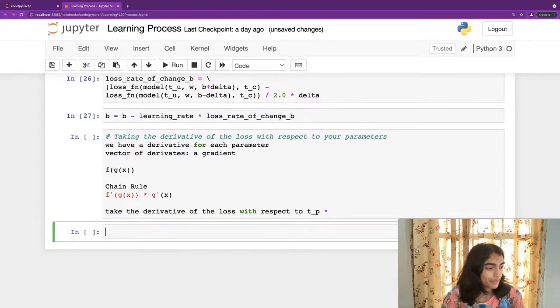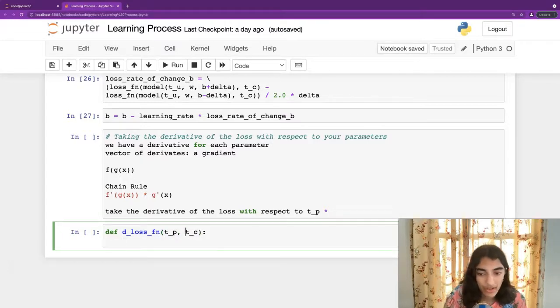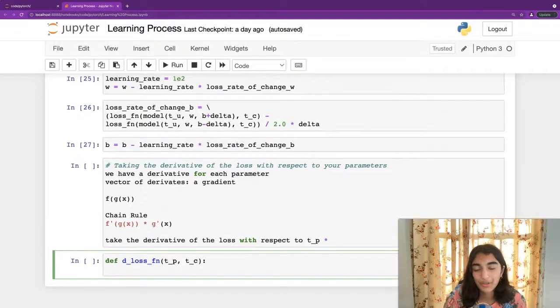First, the loss function is the square of the difference between the predicted value and the actual value. We went over that. So let's say def d_loss_fn, with d meaning derivative, and we are going to have TP and TC. This is the actual value, and this is the predicted value. Actually, you need TC, right?